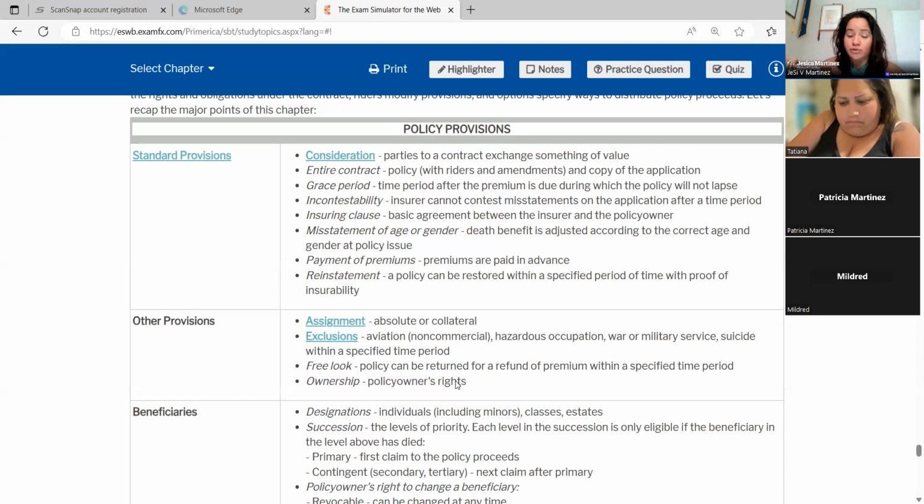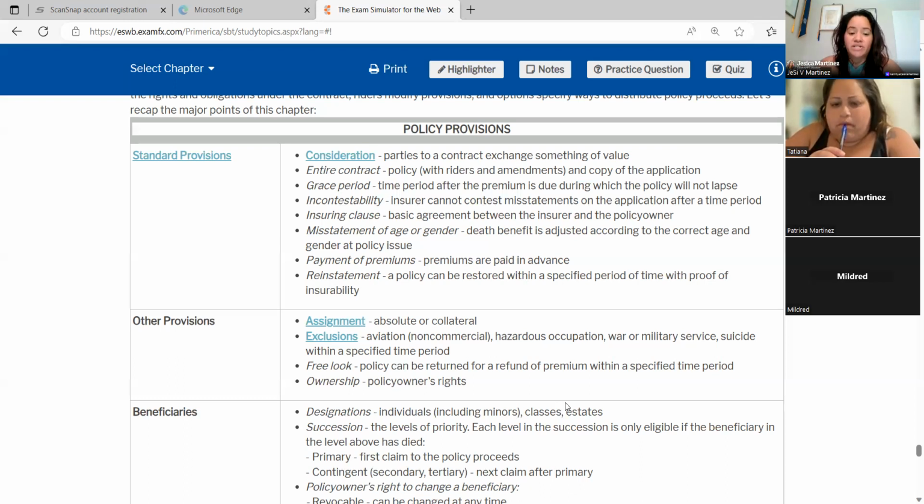Aviation, non-commercial, again, hazardous occupation, war or military service, and suicide within a specified period. The specified period for suicide is 2 years as well. Okay, or even commit a felony. You may find that question as well. If you go and commit a felony and you get killed while committing a felony, it's also 2 years.